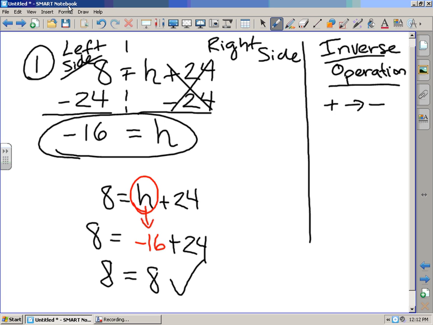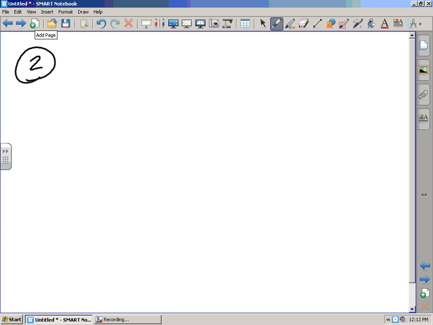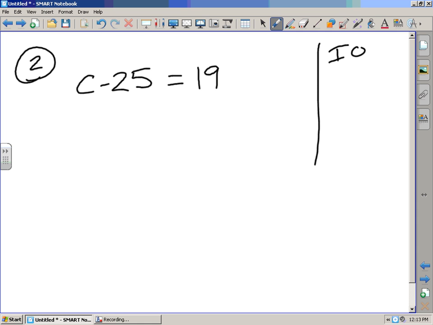Let's do another problem. Number 2, the problem we're going to use is c minus 25 is equal to 19. c minus 25 is equal to 19. So I want you to still have your column over here for inverse operations. And we need to think about where the variable is. So the variable in this case is on the left side. And the 25 is the number that is keeping the variable from being alone.